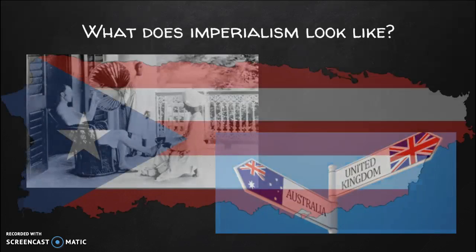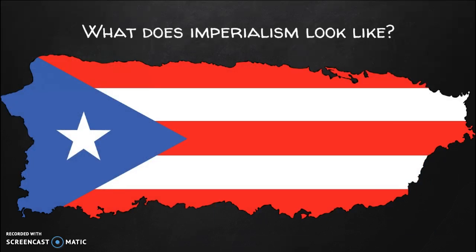The next type of colonialism or imperialism is a protectorate. Now, a protectorate is a country that has its own government, but its foreign policy is determined by another country. For example, Puerto Rico. Puerto Rico is a protectorate of the United States. It is its own country, but we direct their foreign policy, meaning we direct how they interact with other countries.